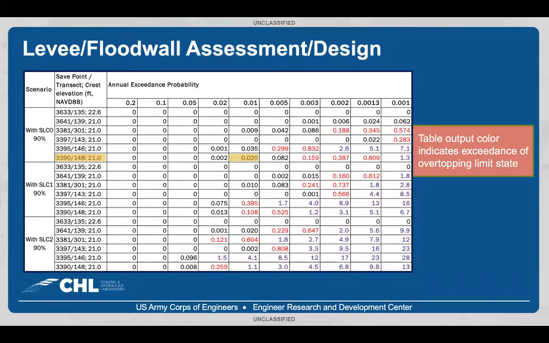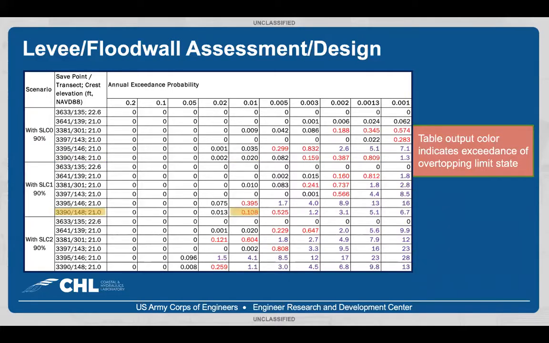This is an example of a typical output table that we produced for the Galveston district, our sponsor. This shows the overtopping rates for a range of annual exceedance probabilities at a 90% confidence level. The black numbers are below the overtopping limit states, red numbers exceed the serviceability limit states, and purple numbers exceed the survivability limit states. So for, say, transect 148, the crest elevation of 21 feet is adequate at the 1% AEP to resist sea level rise condition 0, which corresponds to the start of the project.